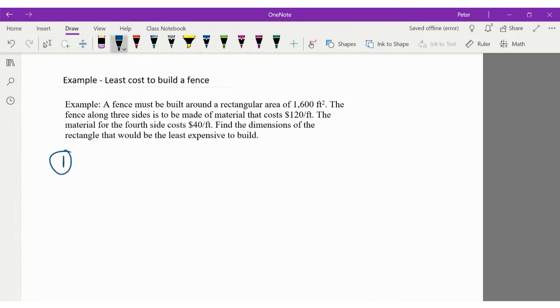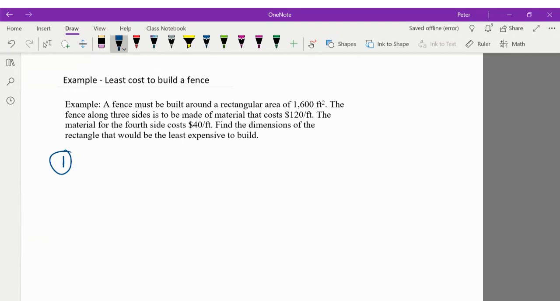So a fence must be built around a rectangular area of 1,600 square feet. The fence along three sides is to be made of material that costs $120 per foot, but the fourth side is going to be made of a material that costs $40 per foot. I guess we can think of that as the part that's going to go by the river. The pigs just need a small deterrent to avoid jumping into the river. They need the full expensive fence to prevent that. So what I want to do is find the dimensions of the rectangle that would be the least expensive to build.